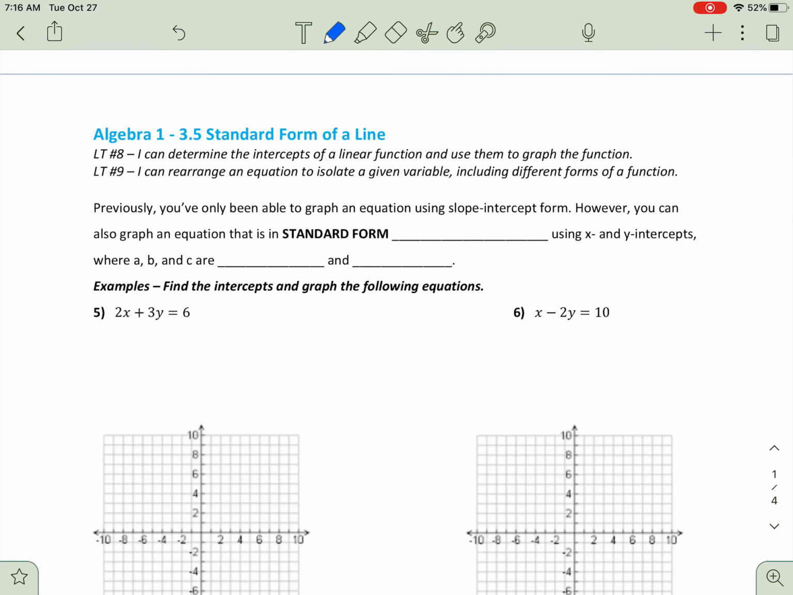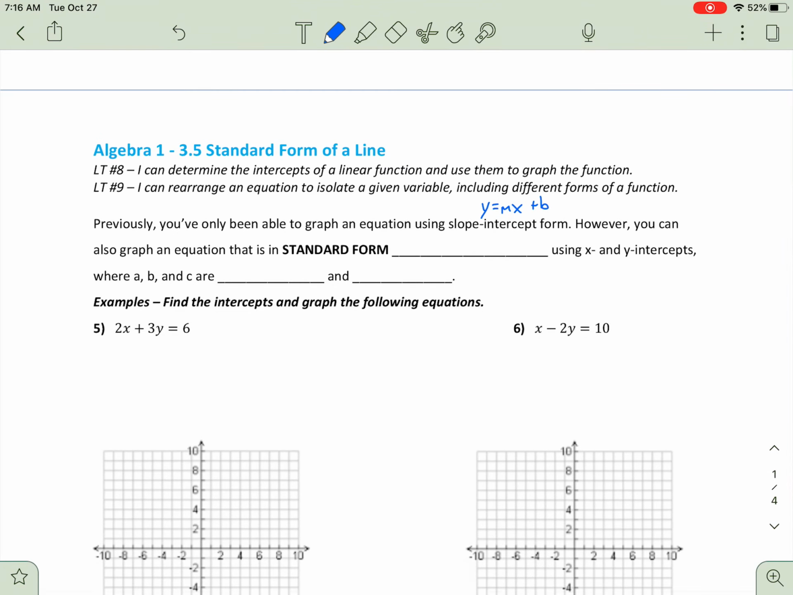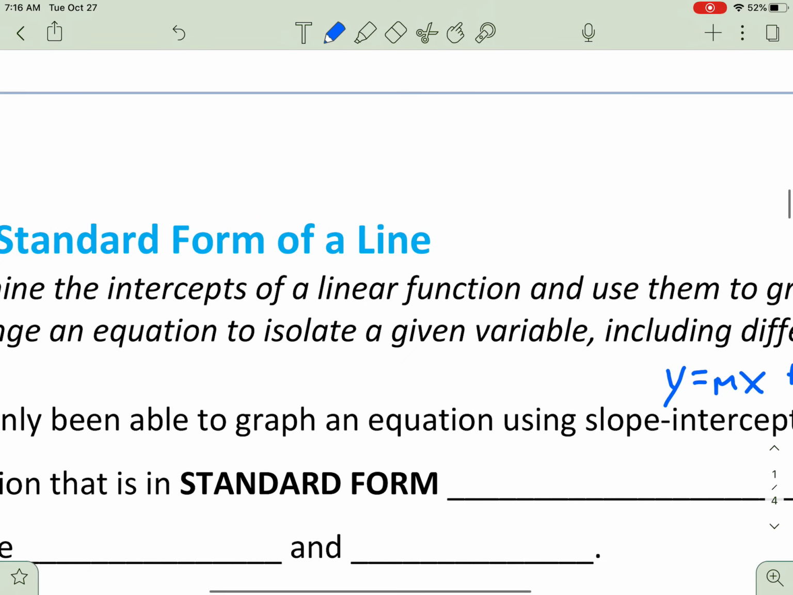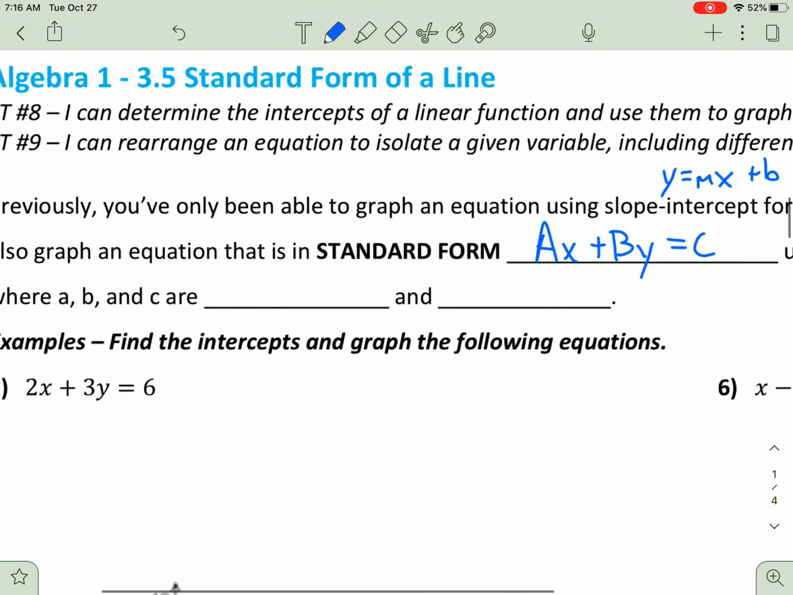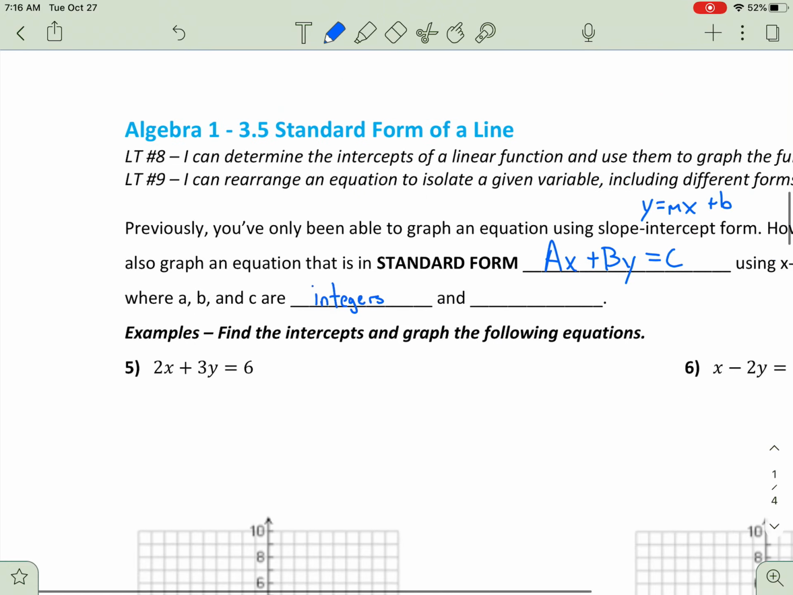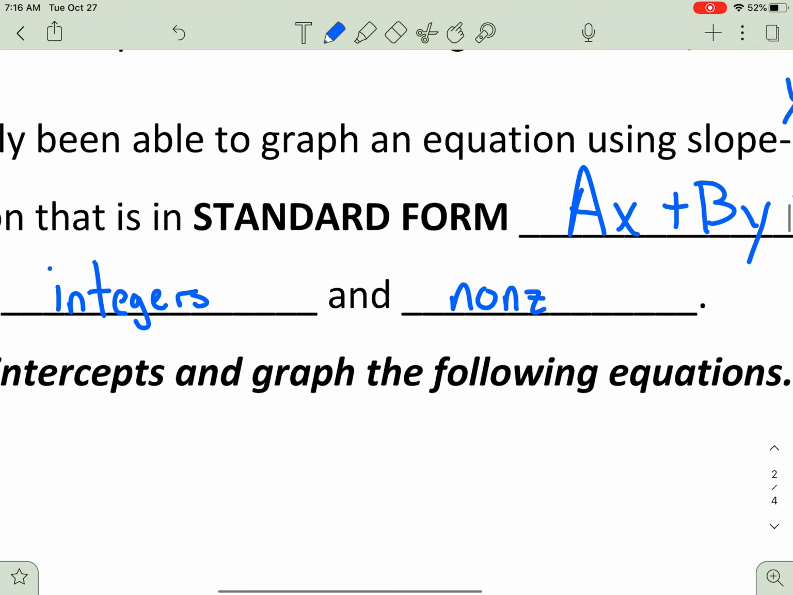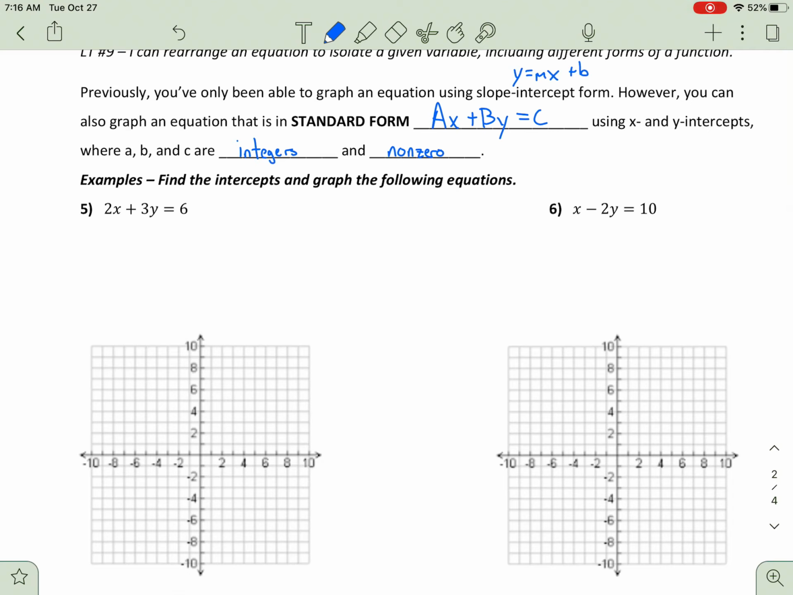Okay, so previously you've only been able to graph an equation using slope-intercept form, which is y equals mx plus b. Okay, that's what we did yesterday. However, you can also graph an equation that is in standard form, ax plus by equals c, using x and y-intercepts, where a, b, and c are known as integers. Okay, so they're whole numbers and non-zero. It says examples, find the intercepts and graph the following equations.